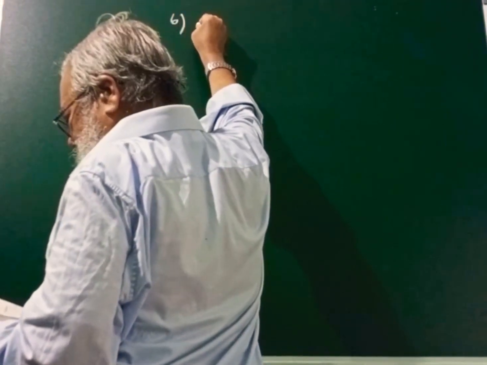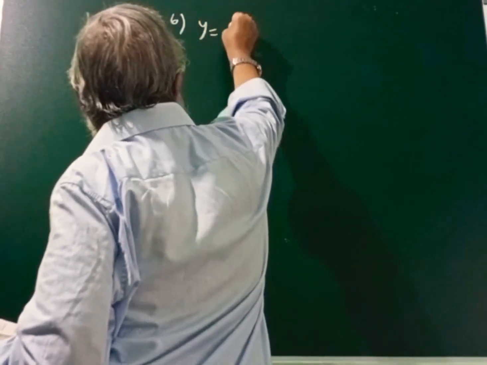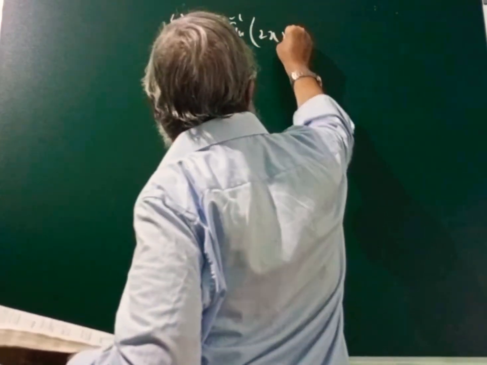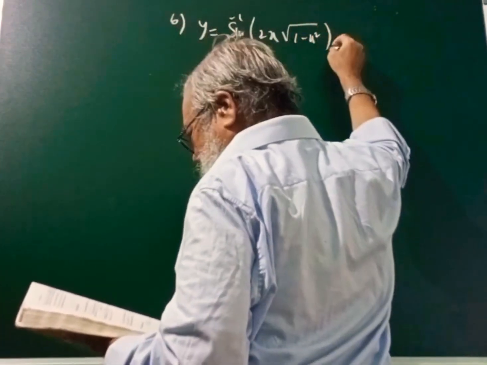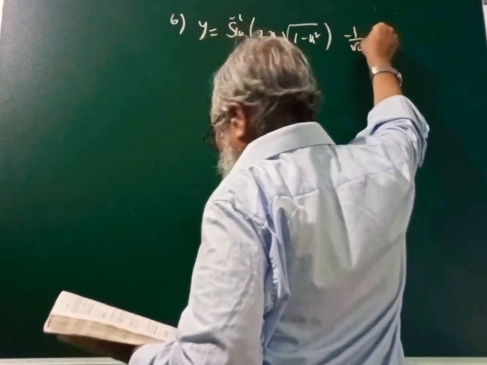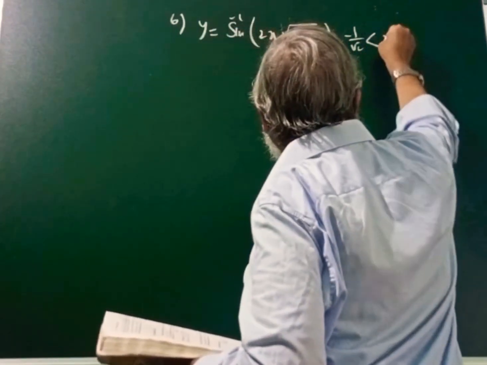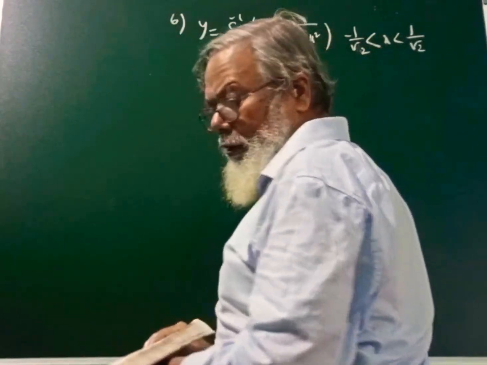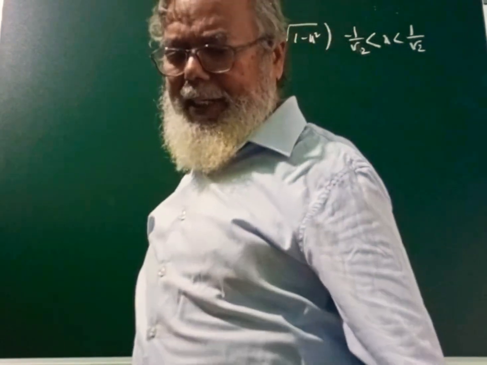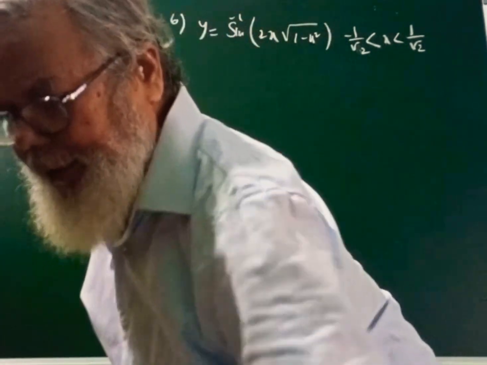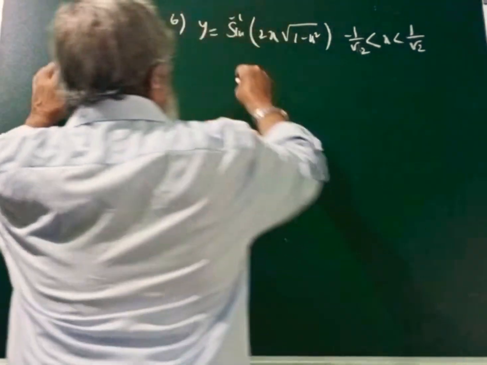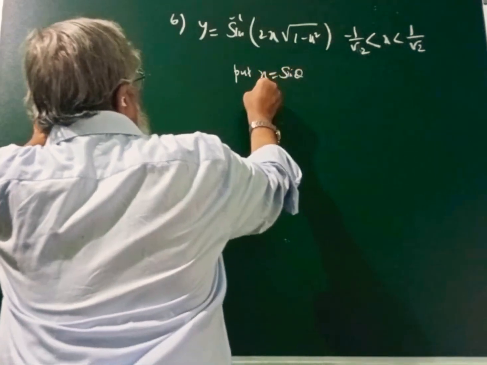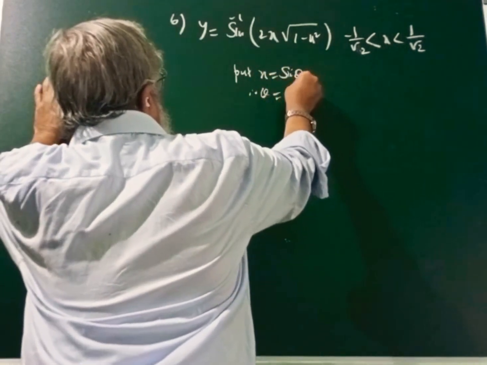Find dy by dx if y is equal to sine inverse of 2x under root 1 minus x square, where minus 1 by root 2 is less than x is less than plus 1 by root 2. That is the condition. Now, by looking at the problem, you can understand what the substitution can be. Here you see, we put x is equal to sine theta. Therefore, theta is equal to sine inverse x.